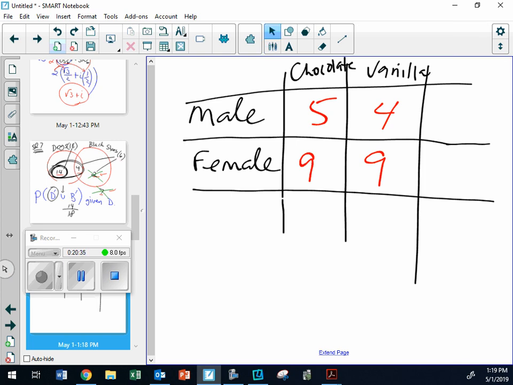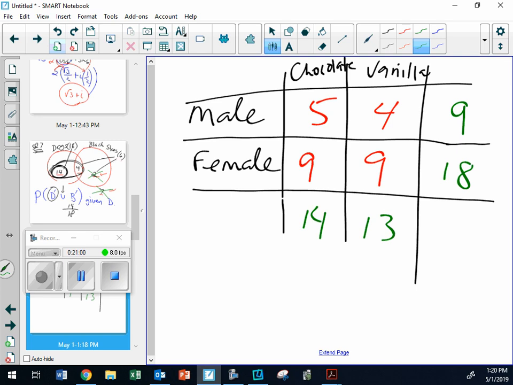All right. Now, here's the question. If I picked a random person, notice I did not give you a given then. If I picked a random person, what's the probability that they would like vanilla? And some of you might like your totals. I'll help you with some totals here. 9, 18, 13, and 14. And the total is that you could add either direction and get 27.